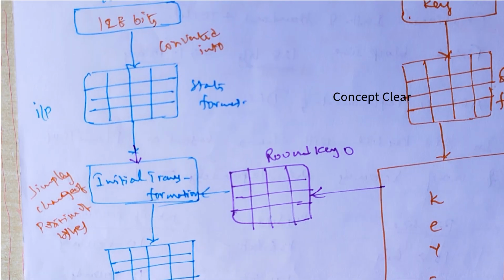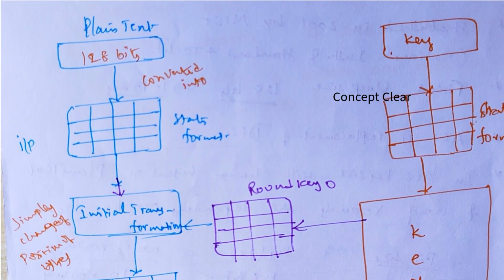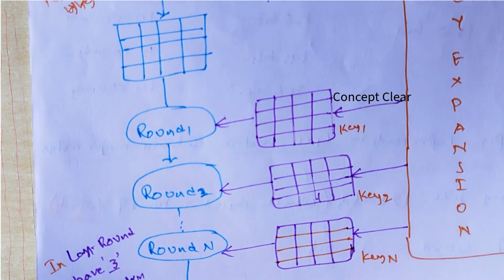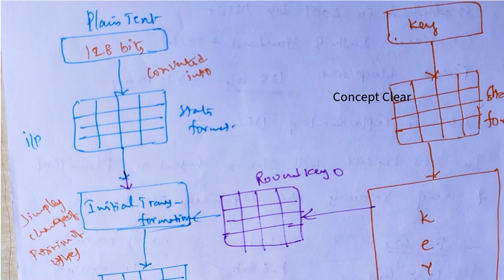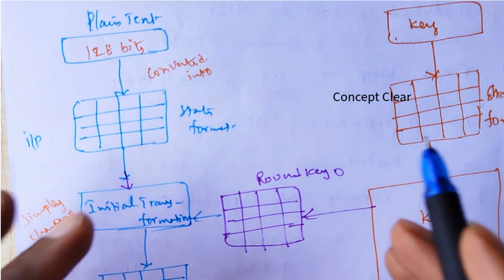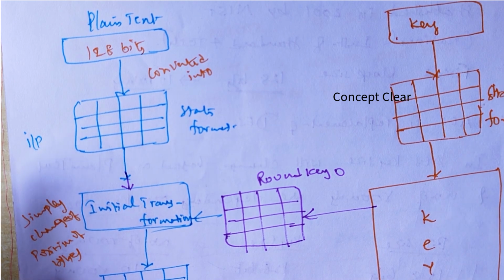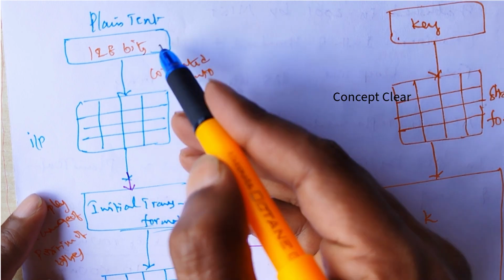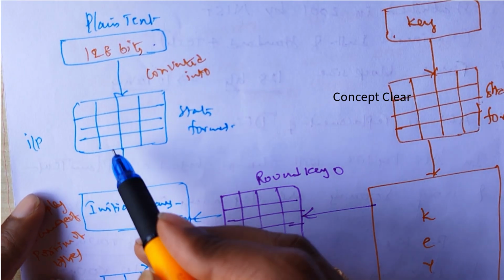See here, this is the block diagram of the AES algorithm. I will explain it clearly, so don't get confused. On the left side, we take the plain text message. On the right side, we take the key. First step, the 128 bit plain text message is converted into a 4 into 4 matrix.